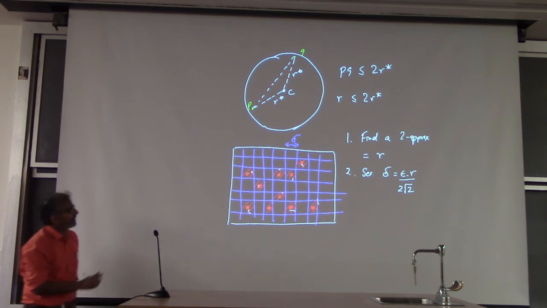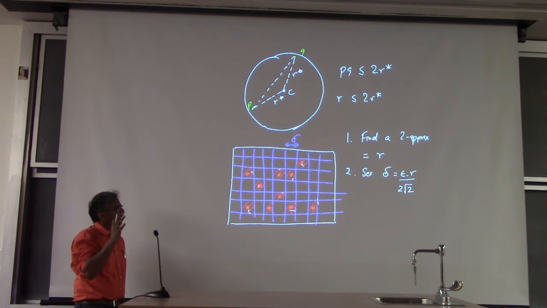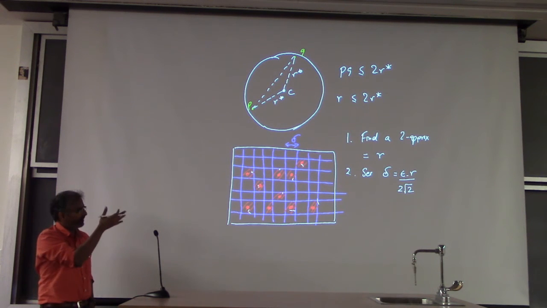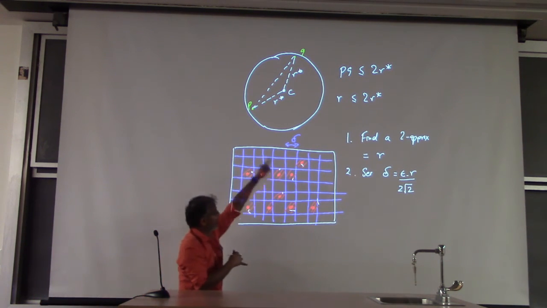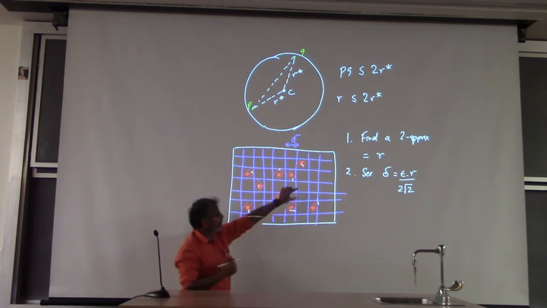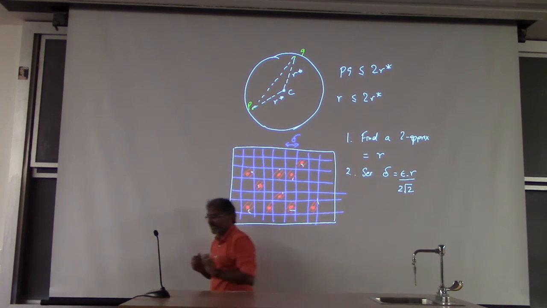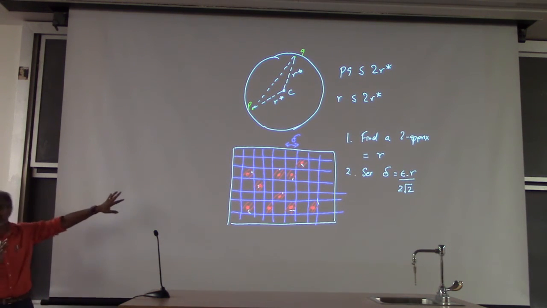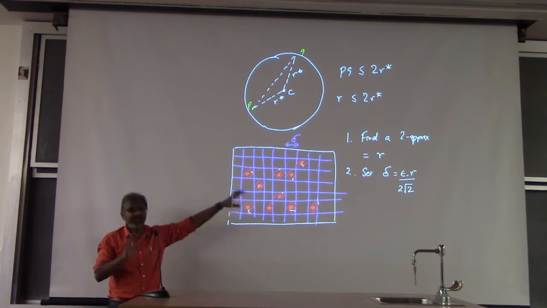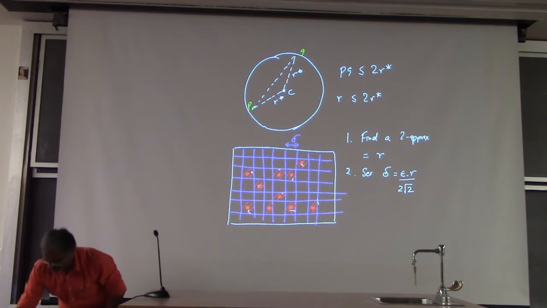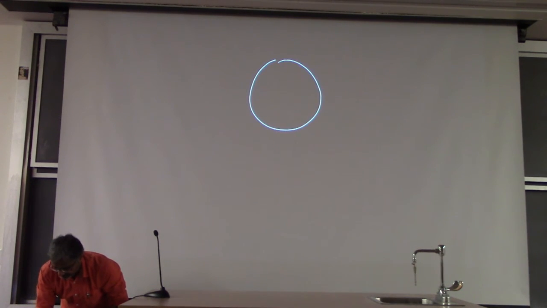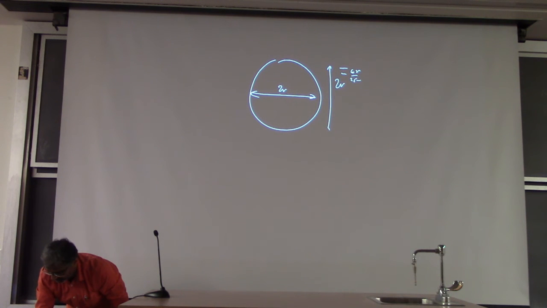The key insight here is that we know that a single ball of radius something like r covers all these points. There's one big ball of radius r that covers these points. We now broke up our space into grid cells of this size. A little bit of calculation will show you that something like 1 over epsilon squared grid cells will be sufficient to cover that whole ball. If you draw the whole ball out, this is of length 2r, this is of length 2r. We had these grid cells, of size epsilon r over 2 square root 2, and so on.